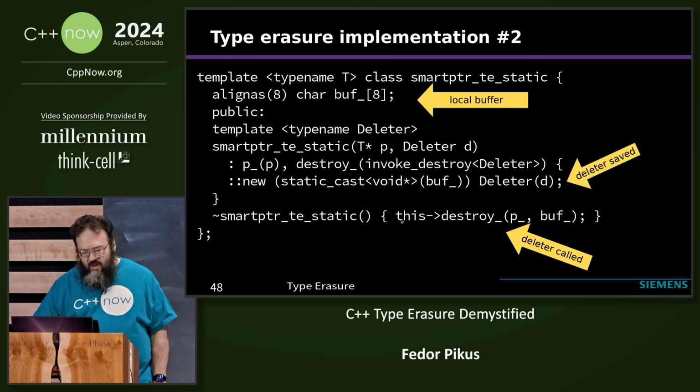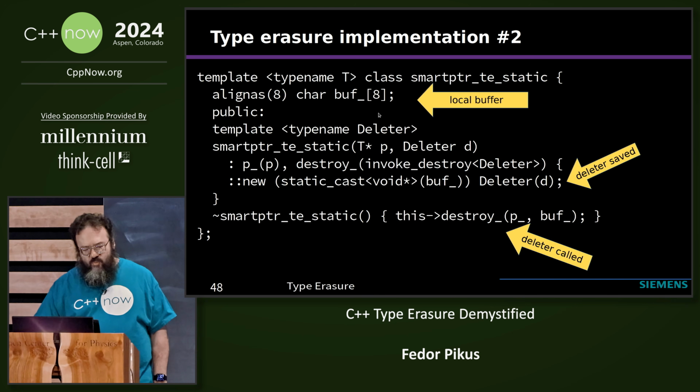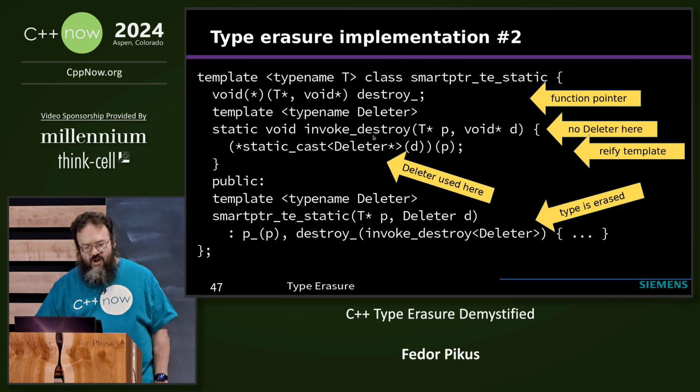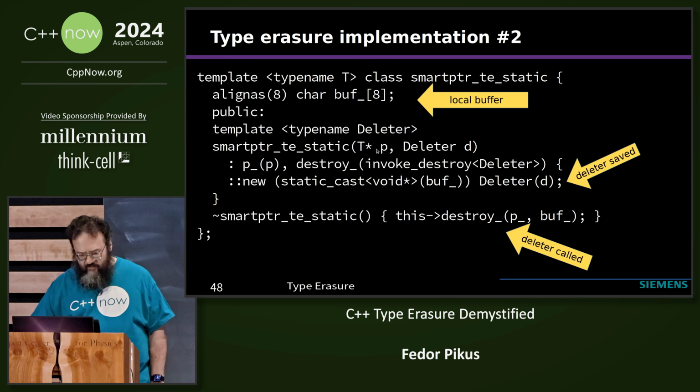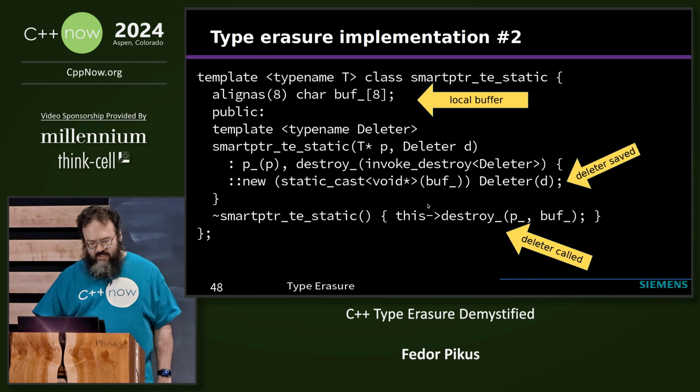In the destructor, I'm going to invoke the function pointer. What it's actually going to call is whatever the constructor assigned to it. The signature doesn't know what the deleter is, but the code that was generated does know what the deleter is. So this is how I call the function on the erased type.